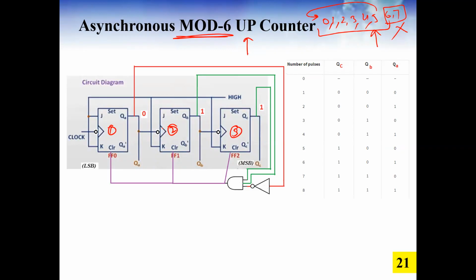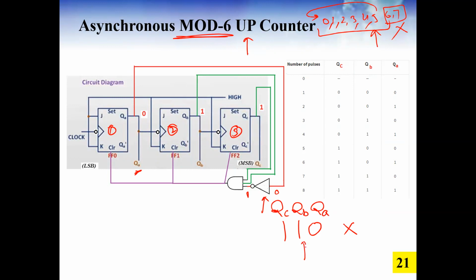So mod 6 means this count 1 1 0 we don't want. Here this is QC, this is QB, this is QA. So whenever the count is like that, QA is 0, QB is 1, QC is 1, we are going to forcefully reset all the counters. So we are using QA here, it must be 0. That's why you can see this red line. And then we are using a NOT gate here, so whenever this is 0, we will have 1 here.